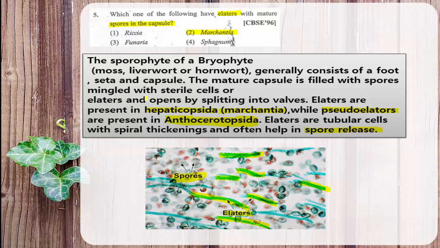And remember, they are sterile. That means they do not undergo any reproduction process. They are not helping in reproduction. They are the sterile structures present in the capsule. Then moving to the next one.